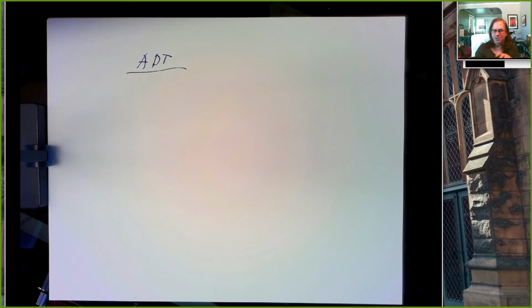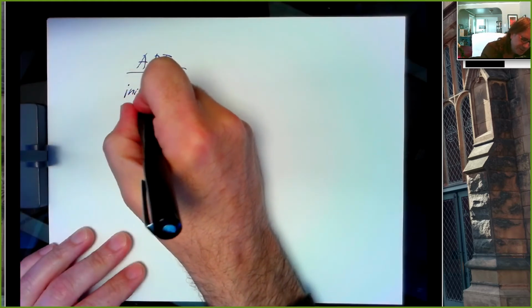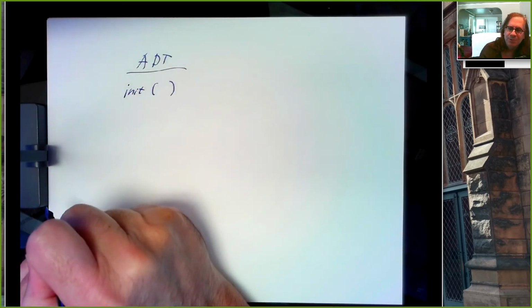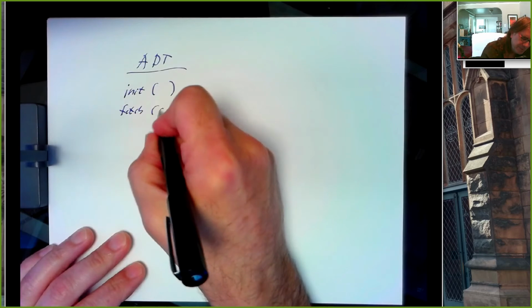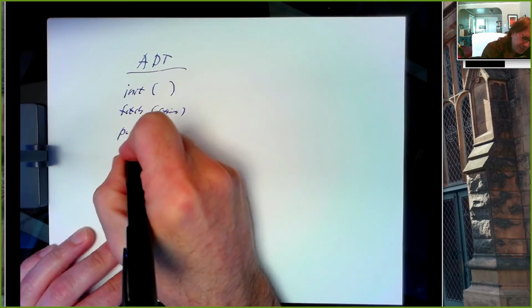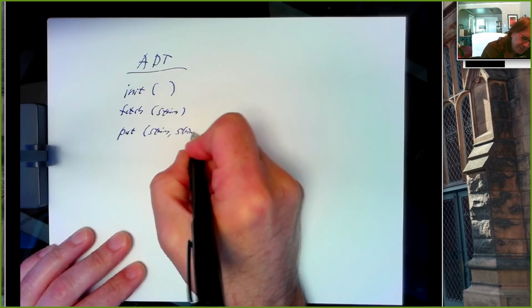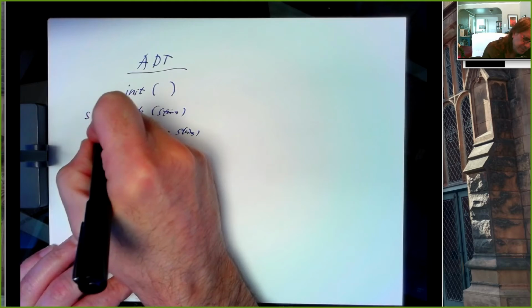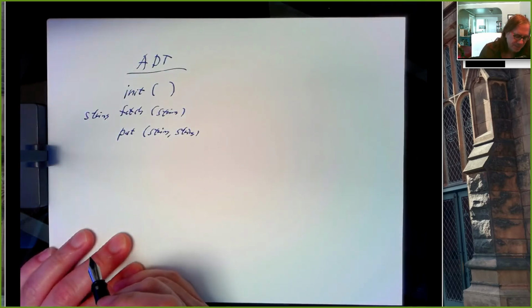So what does the person who's using your package care about? They want to be able to initialize your hash map. They want to be able to fetch based on a string. They want to be able to put, say, a string and a second string. And the fetch should return a string to them.